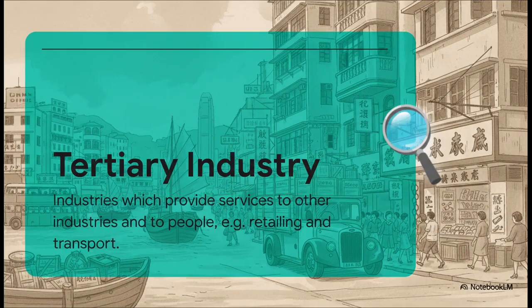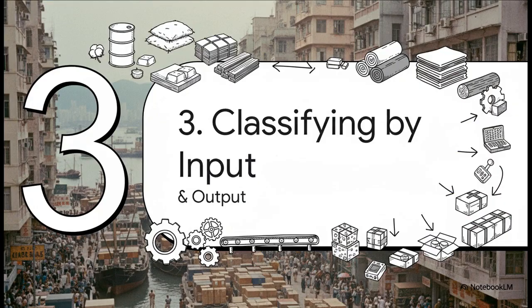And just to round out the picture, there's the tertiary industry. This is all about services. We're talking everything from the truck driver who delivers the torches to the store that actually sells them. These three sectors, primary, secondary, and tertiary, give us our basic map of the whole economy. But just saying something is secondary manufacturing is still way too broad.